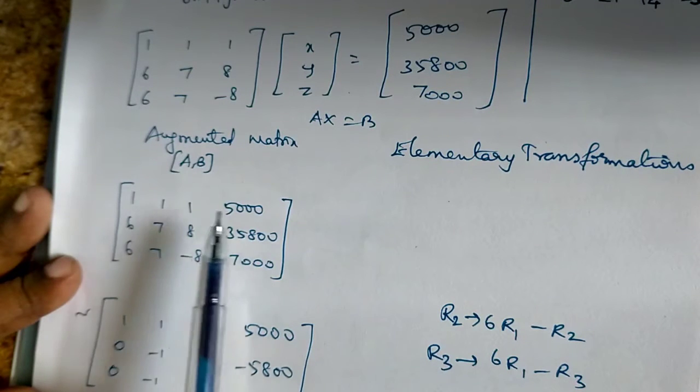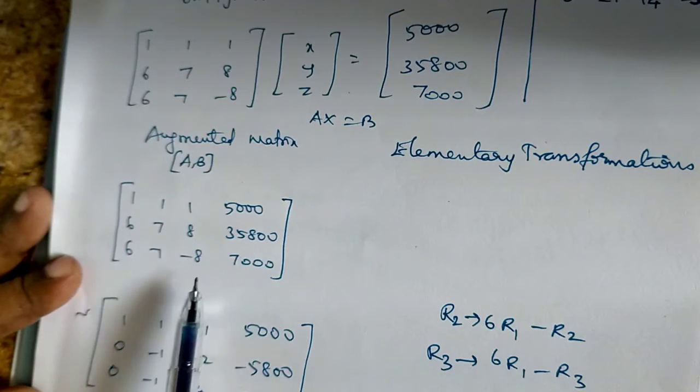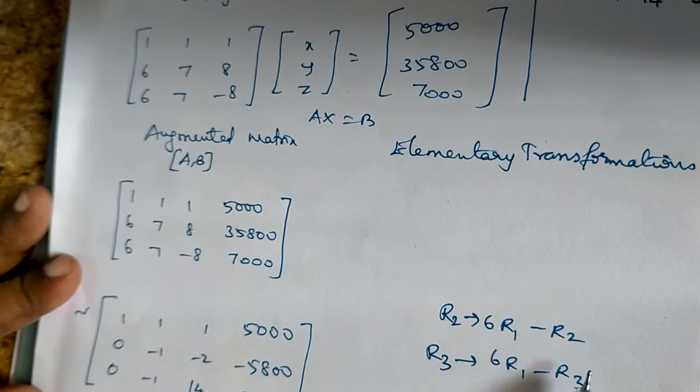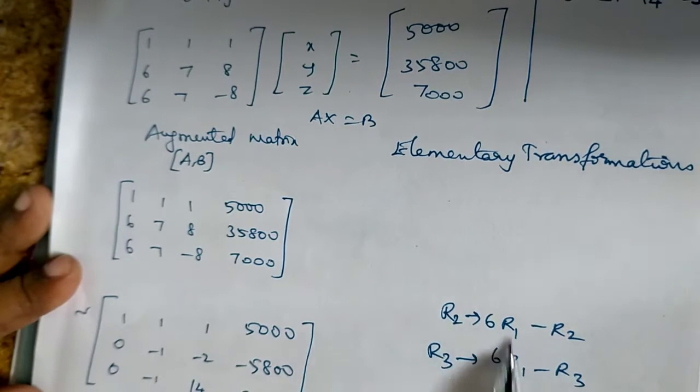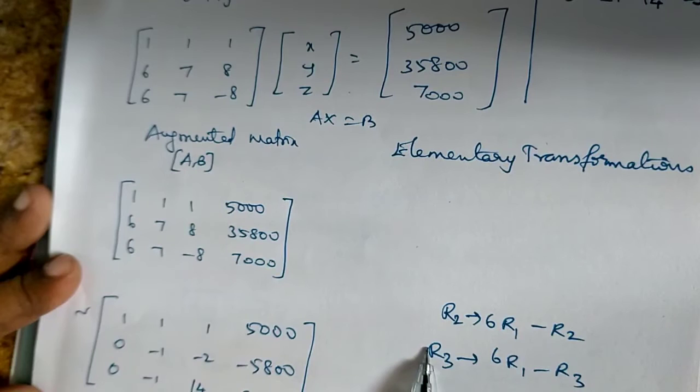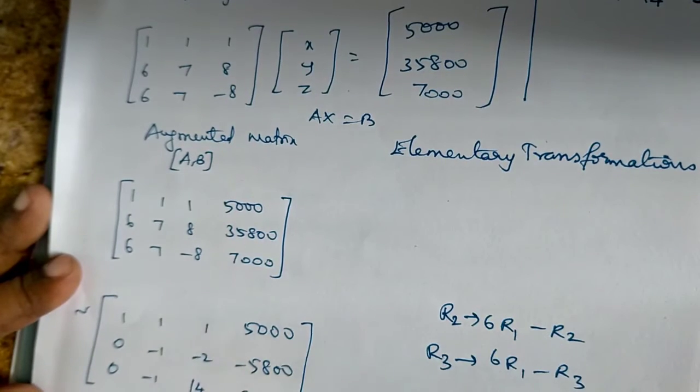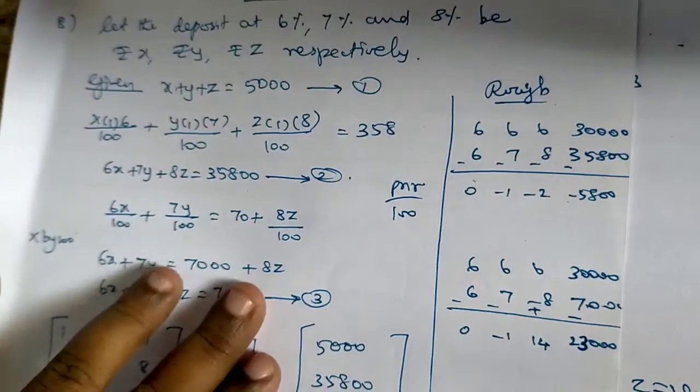Again, multiply row 1 with 6 and subtract row 3. Adjustments here: 6r1 minus r2, 6r1 minus r3. Transformations done. You can use your rough column for working this, children. Okay, the rough column is being used here.